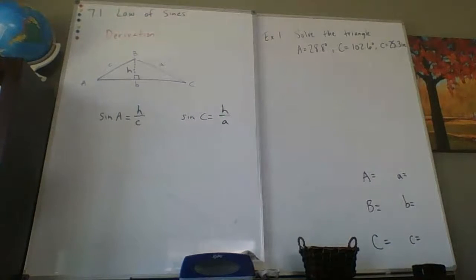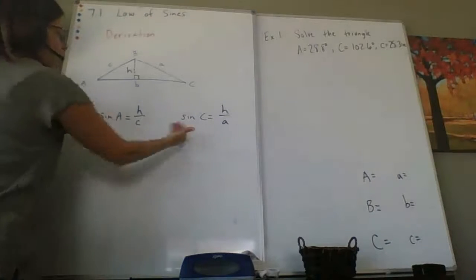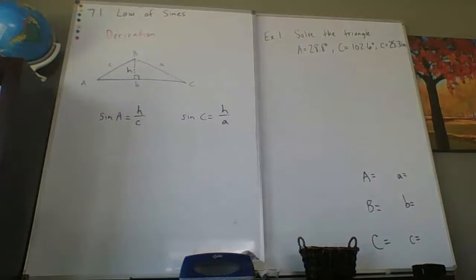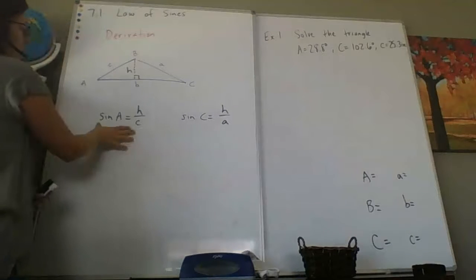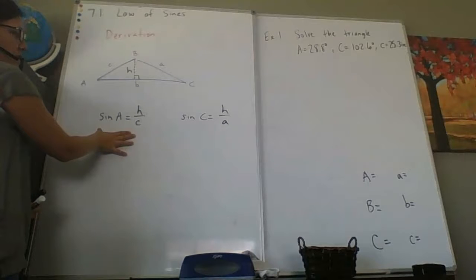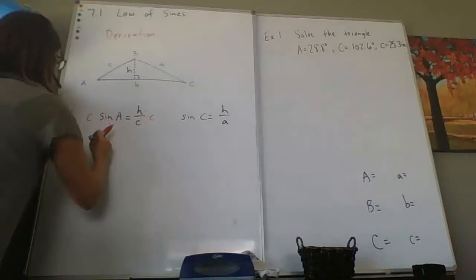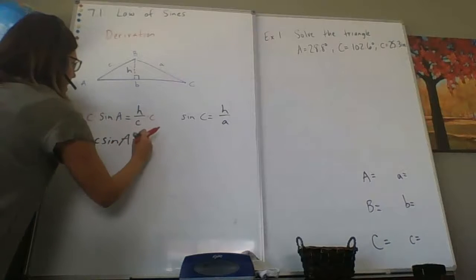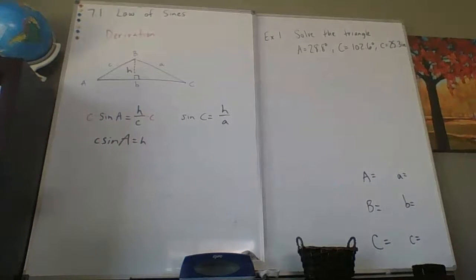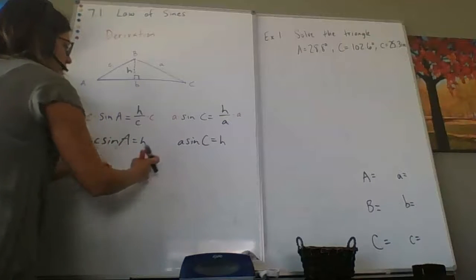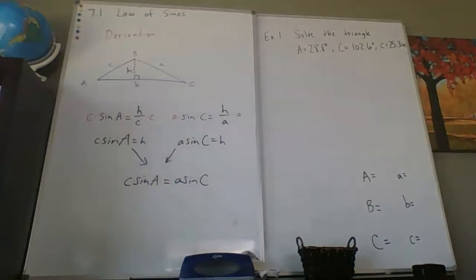So now we have a lot of unknowns, but what do you notice these two equations have in common? They both have h in common. So what we could do is solve each of these for h. On the left, I will multiply both sides by c. So c sine A equals h. On the right, I will multiply both sides by a. So now I have c sine A equals h and a sine C equals h. Since both of these quantities equal h, they must equal each other. c sine A equals a sine C.